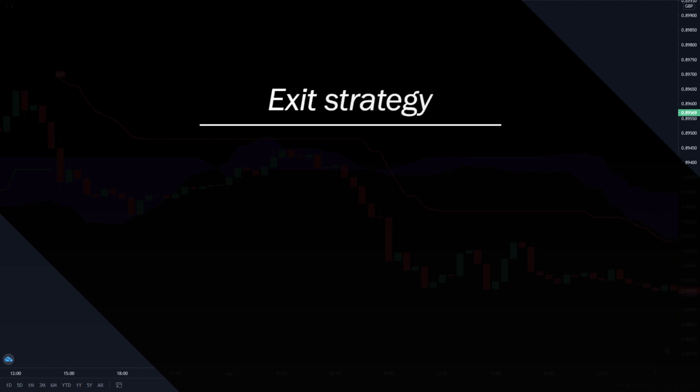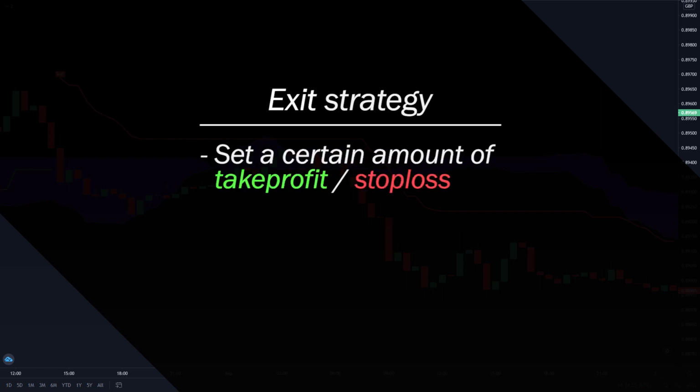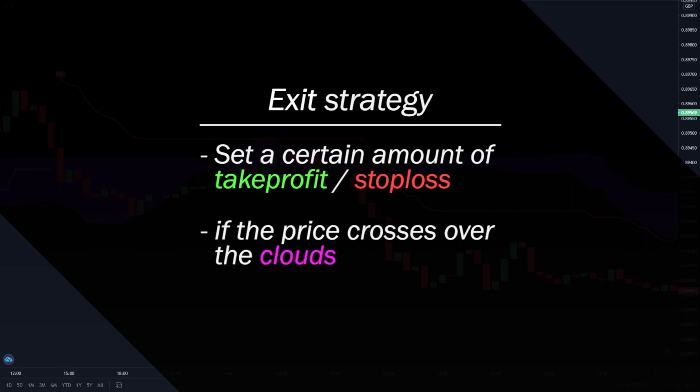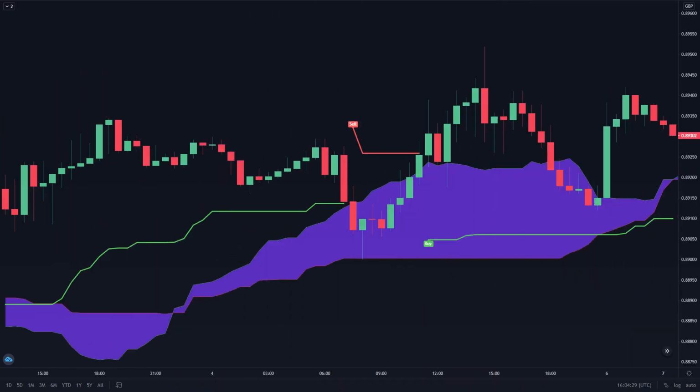And for our exit strategy, there are actually a couple of ways you can do this. The first one is you can set a take profit or a stop loss, so you close your trade if it reaches a certain amount of profit or loss. You can also close your trade if the price crosses over the clouds. Like in this example, you can see that the candle closed inside the clouds, so you can close your position here.